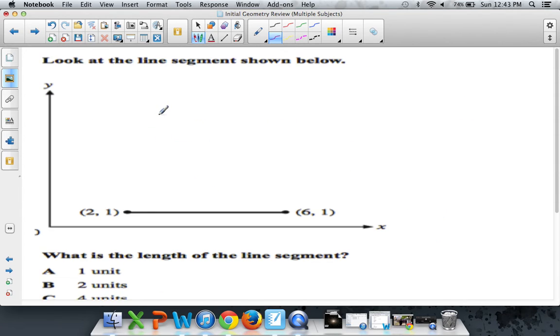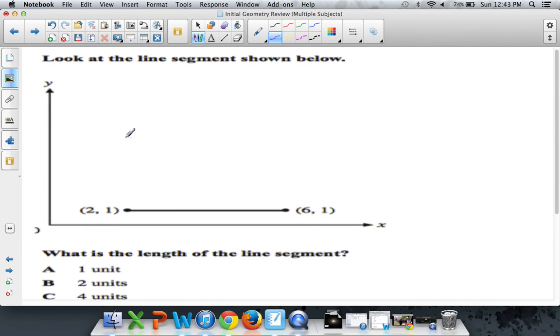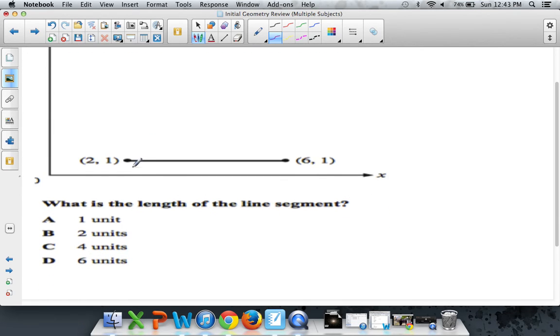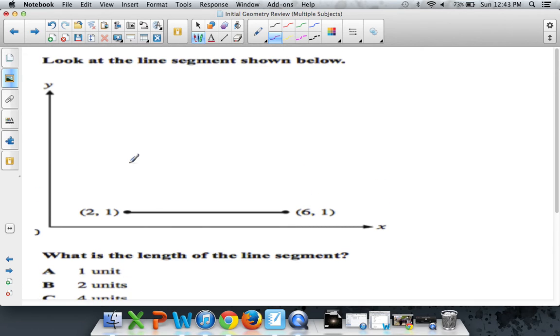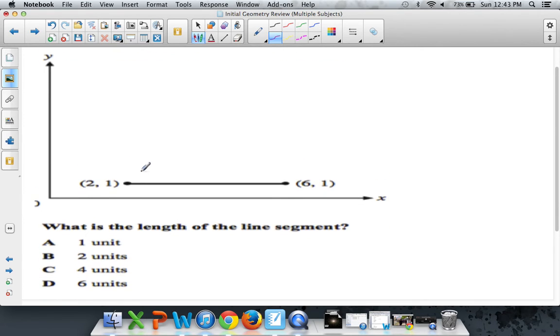Look at this multiple choice question. Look at the segment shown below. It's not an area or perimeter question. It's somewhat related to perimeter, but a little bit different, because you have to imagine that this line segment they're telling you to look at is like one piece of a square or rectangle. And then they ask you, what is the length of the line segment? And you're like, well, usually wouldn't they have a number right there telling me the length?